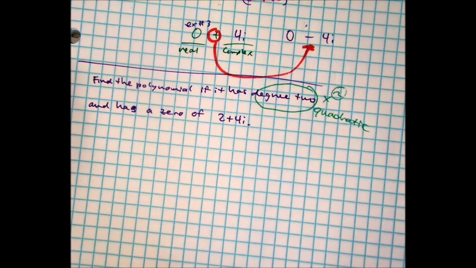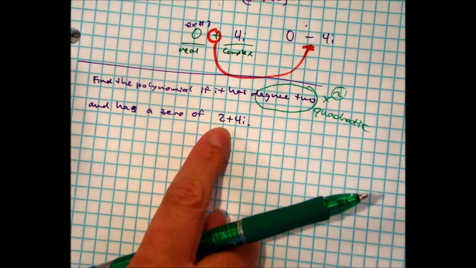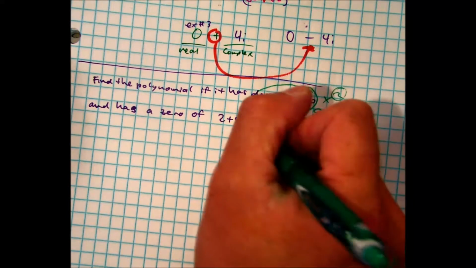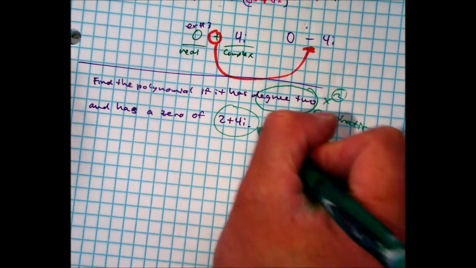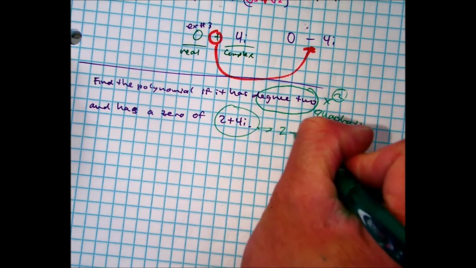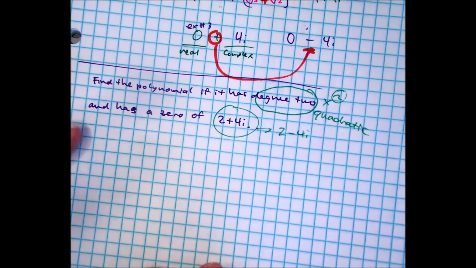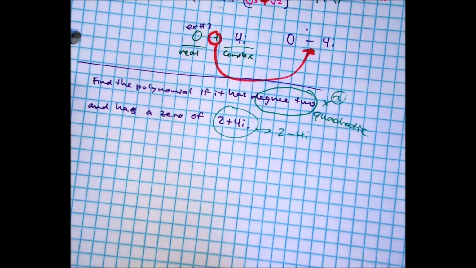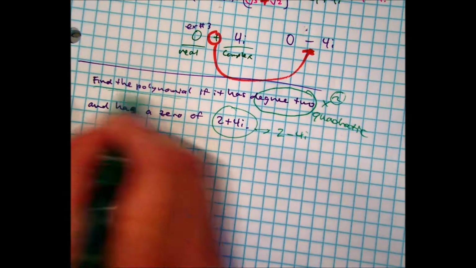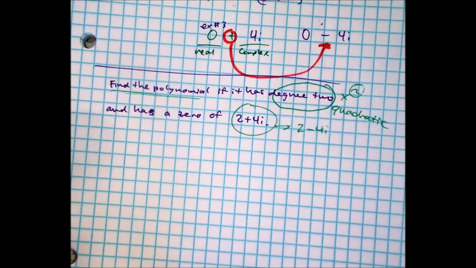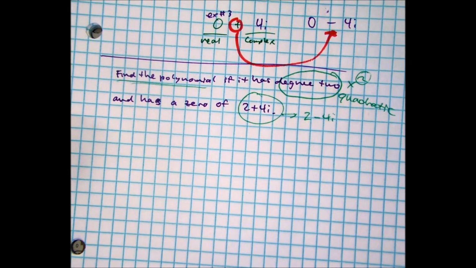There should be 2 zeros, but I only have 1. Class, what's the other one? 2 minus 4i. Do you see how I don't list it, but you must? Now we need to find a polynomial, or they want a polynomial that's kind of in standard form or expanded out. Okay?